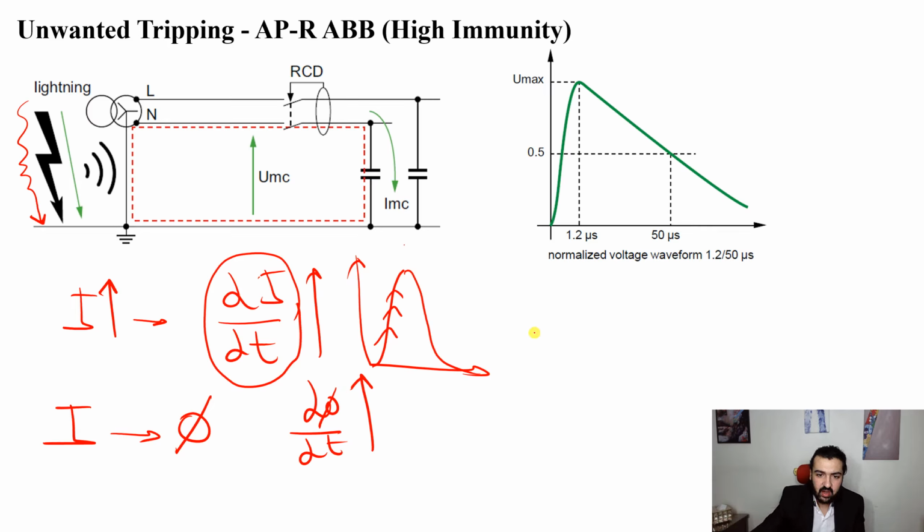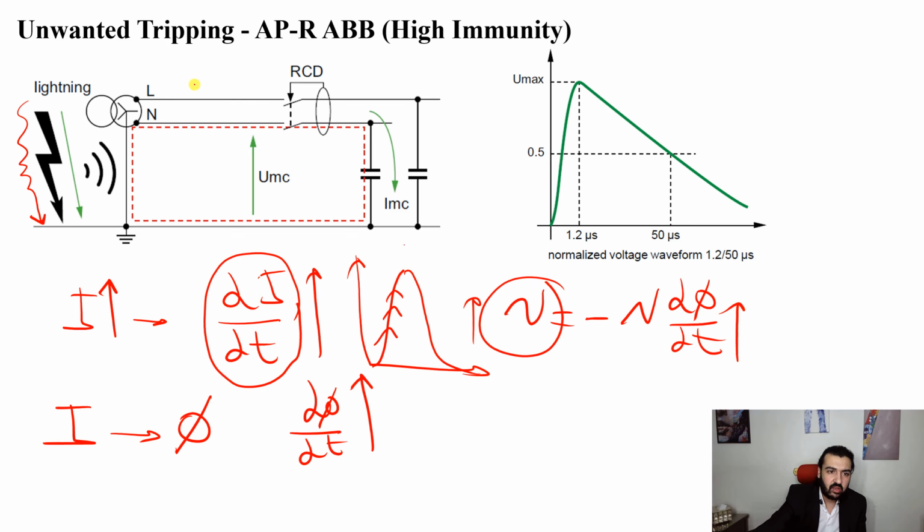Now why would I care about this? Because induced voltage is equal to negative n d phi by dt, meaning that any closed cables or conductors like phases and neutral will be subjected to a large induced EMF. So there will be a large induced EMF on these conductors with respect to the ground. This is what we call a common mode current surge or voltage surge.